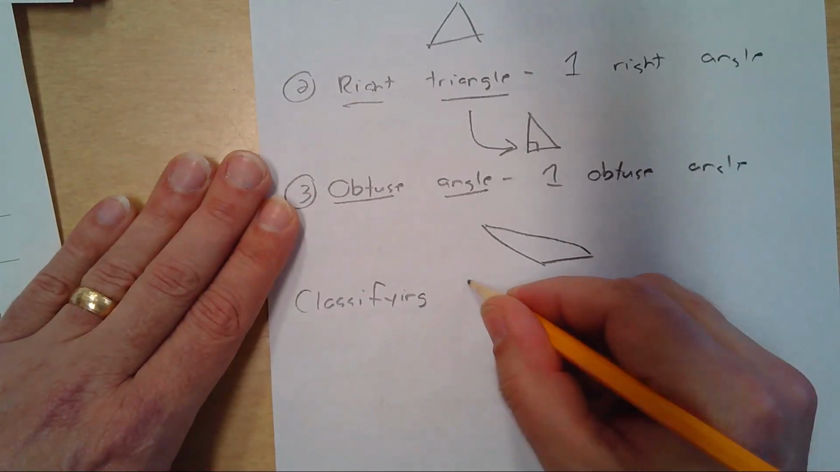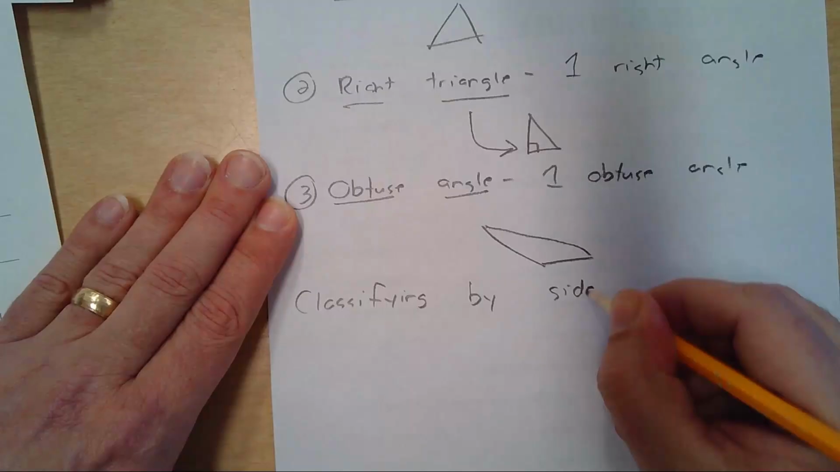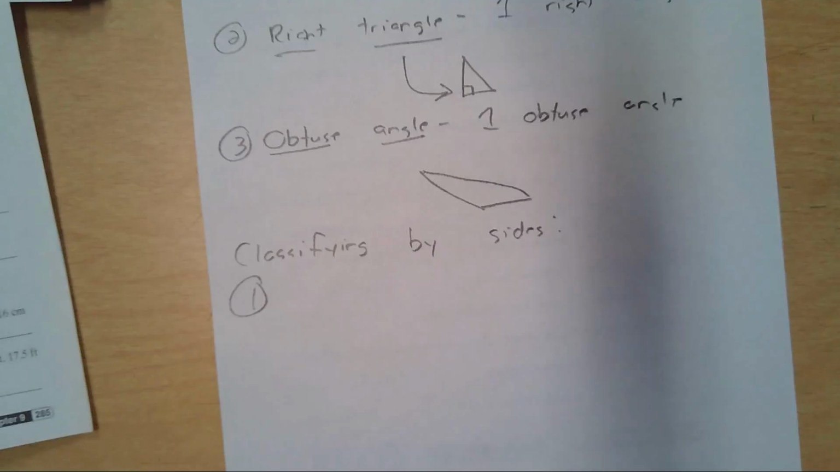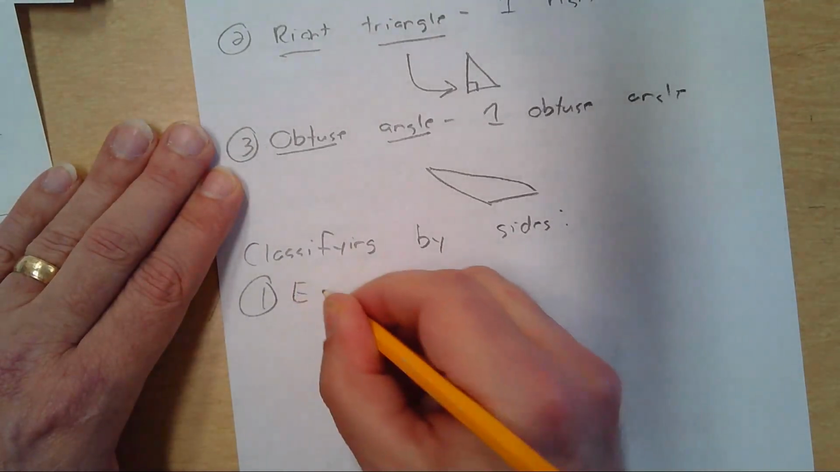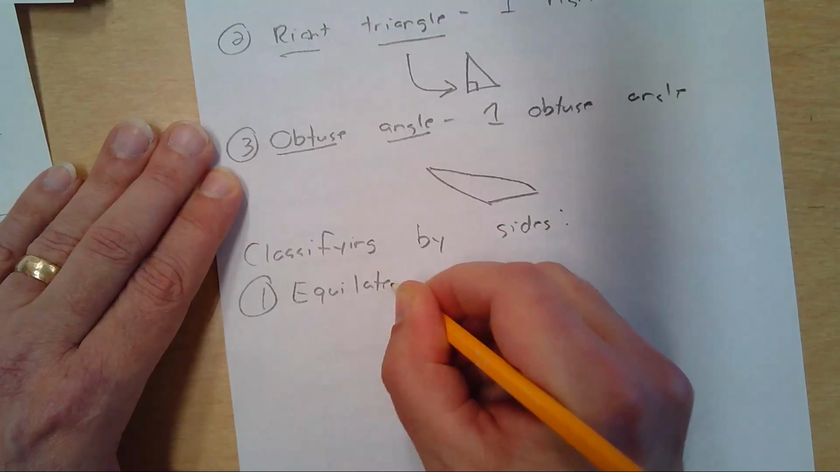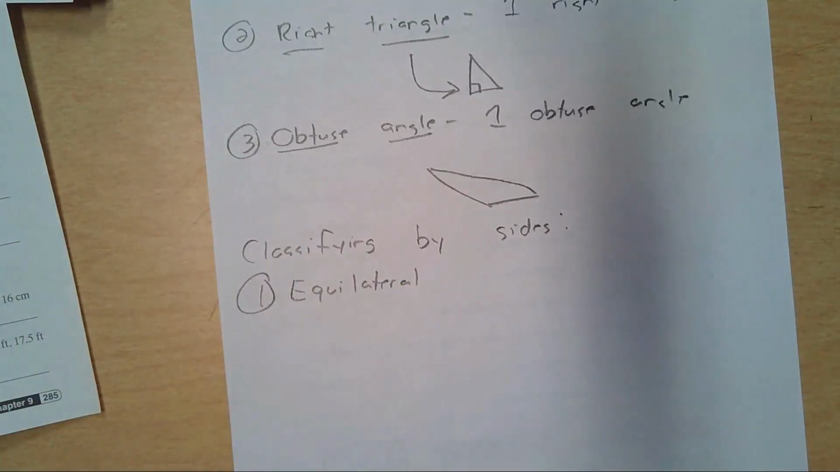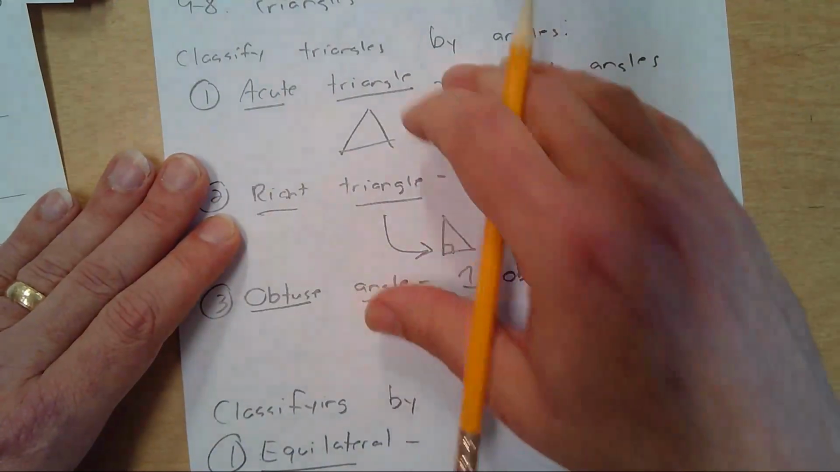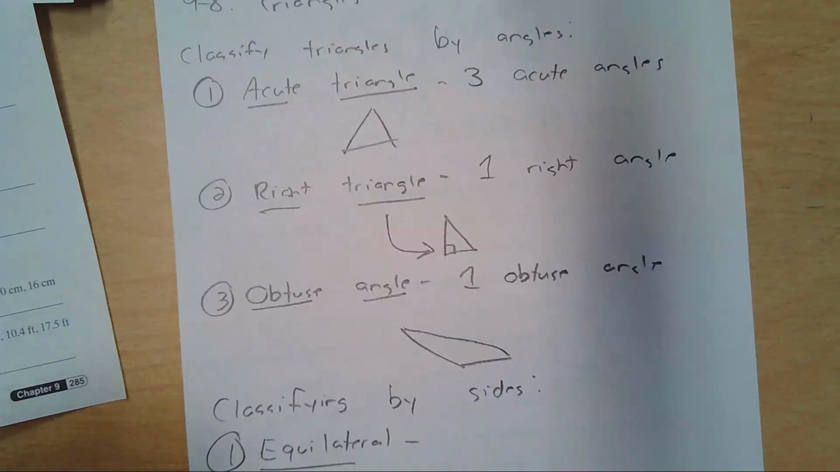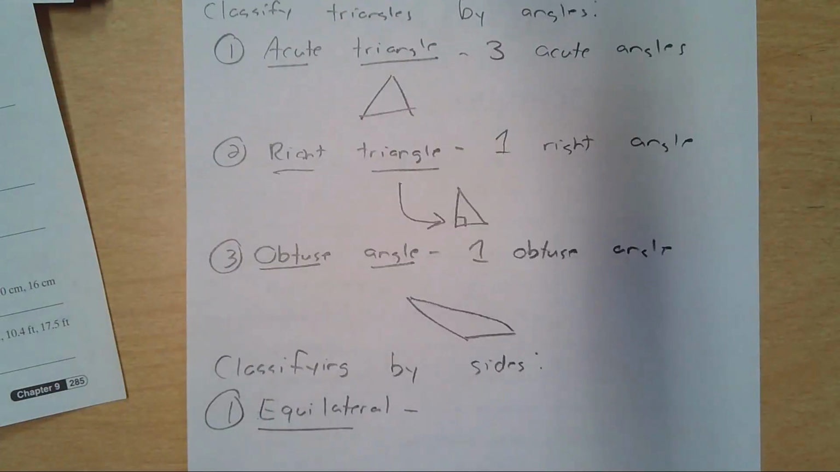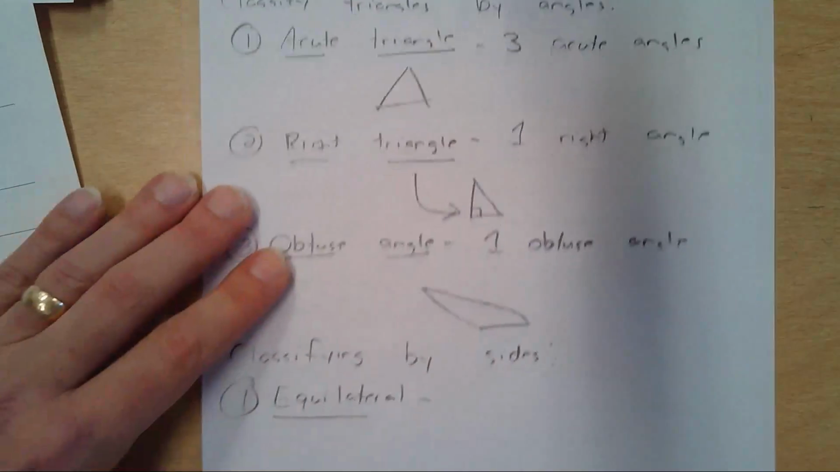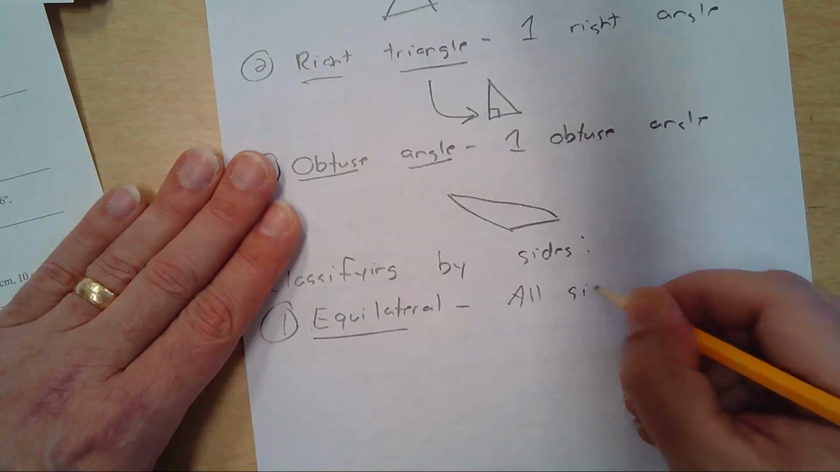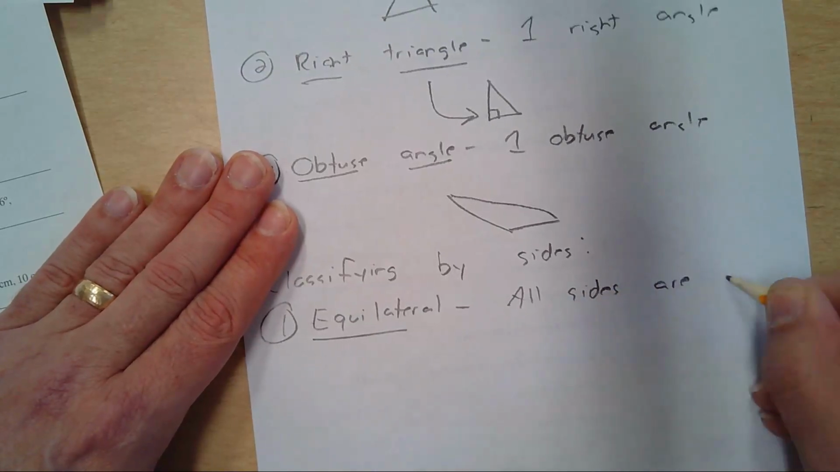So classifying by sides. And again, last year we covered all these terms, and I think you know some of them, but equilateral. So when you're classifying by sides, the angles have nothing to do with it. Just like when we classify by angles, the side measurements have nothing to do with it. There's a connection between those two. I'm not going to go through it right now, but equilateral, all sides are congruent. All three sides are the same.